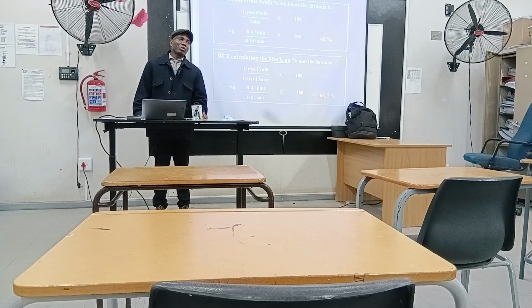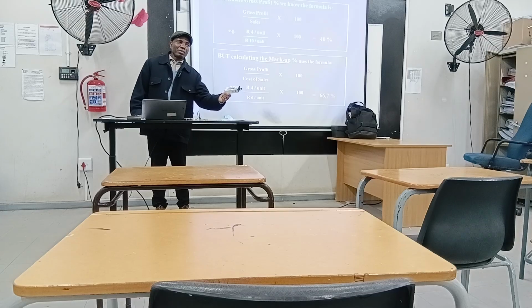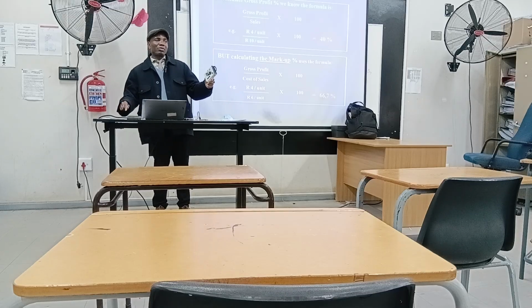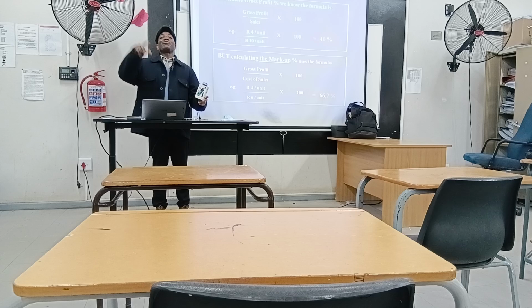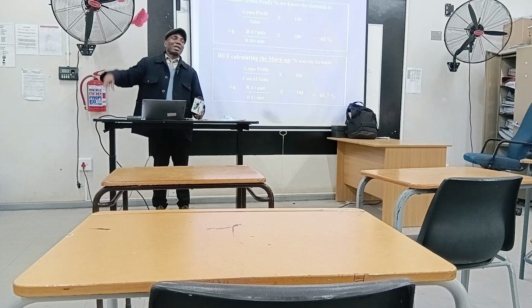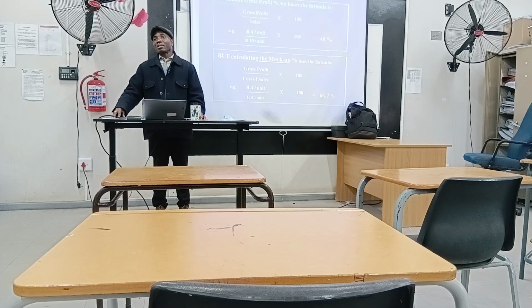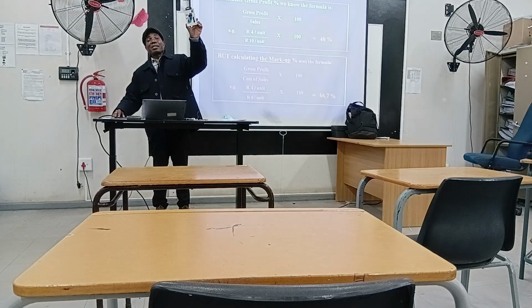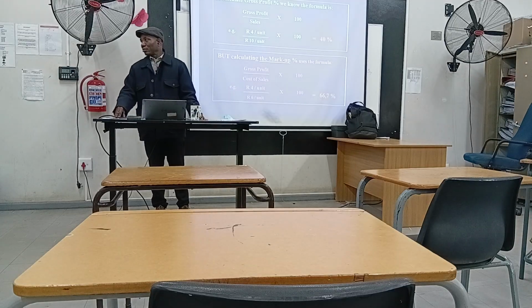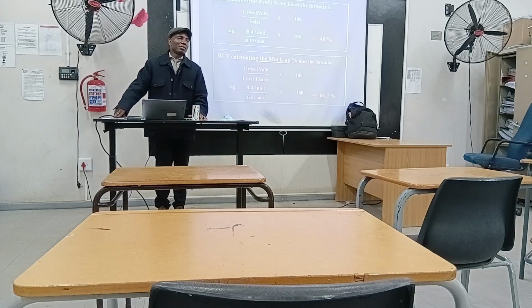So how will you be able to calculate the gross profit? You say 150 minus 100, which is 50 rand as the gross profit. Then divide by the sales, which is divided by 150 times 100. When you work it out, it will give you the gross profit percentage that I'm making in selling this product. Does it make sense to you?